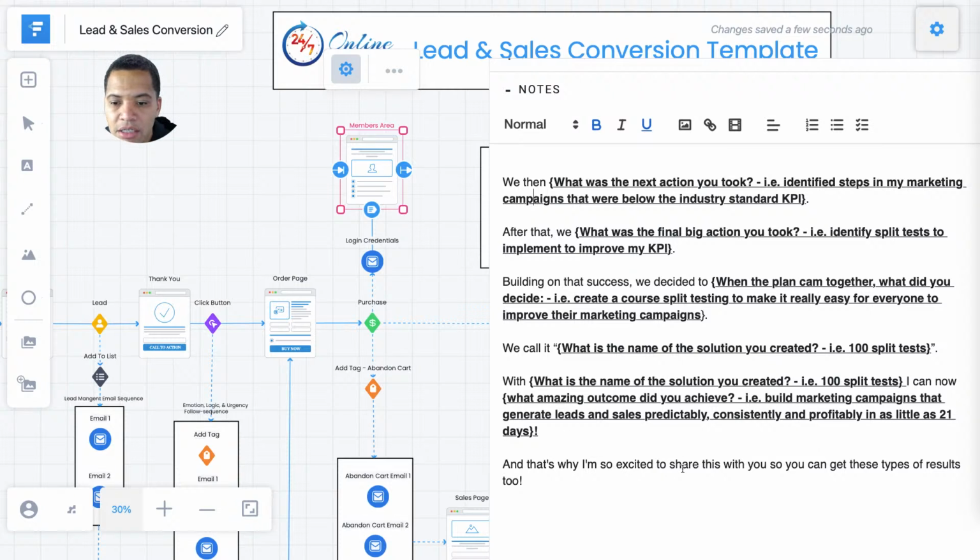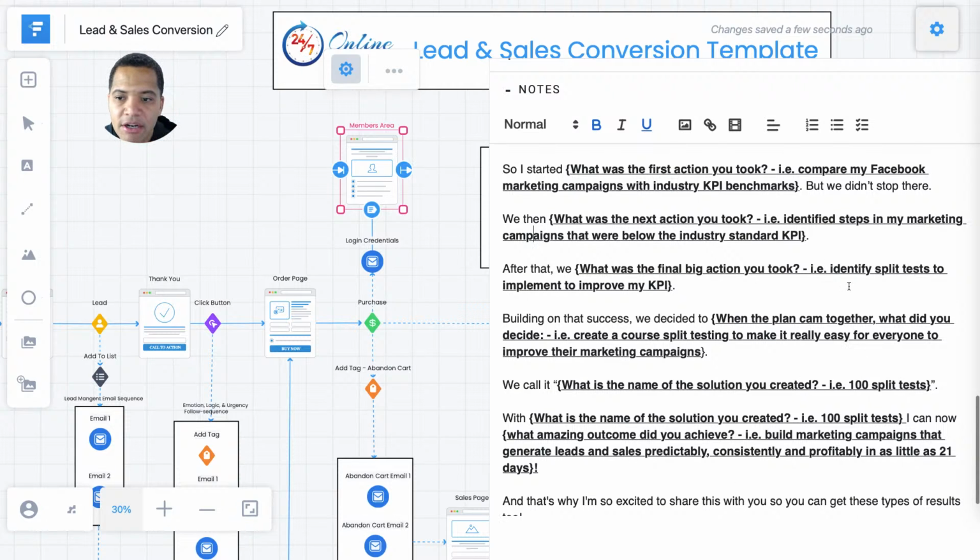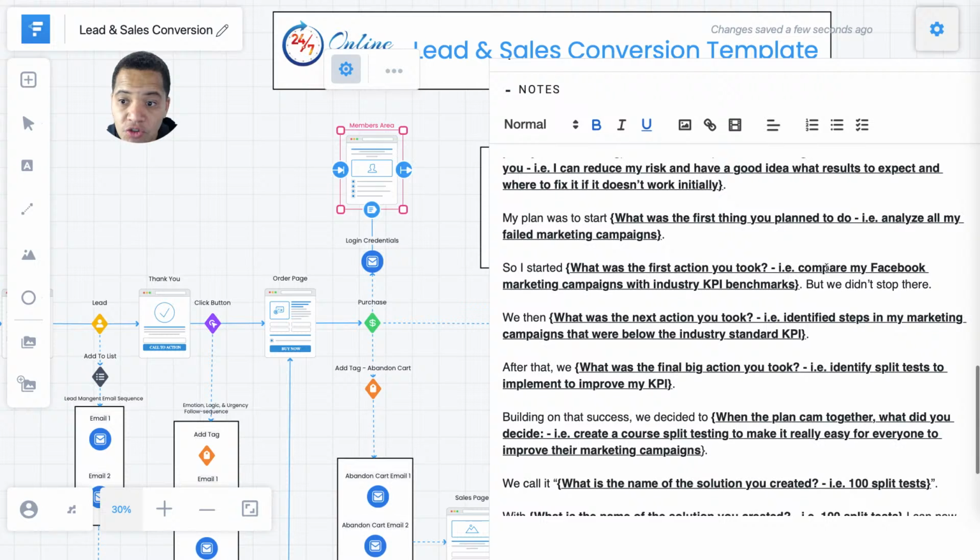And that's why I'm so excited to share this with you. Right, so now for me, specifically for the lead magnet, I need to go in and change this template. I gave you an example here. It's not congruent, but I'm going to change it to my actual lead magnet.